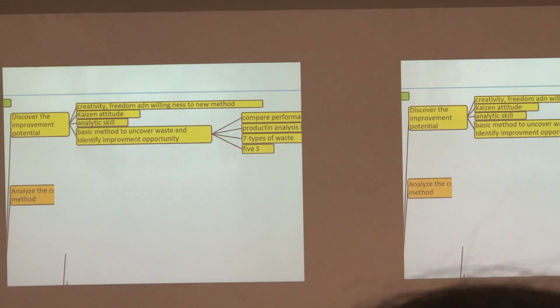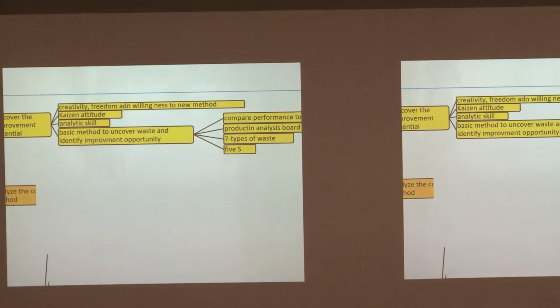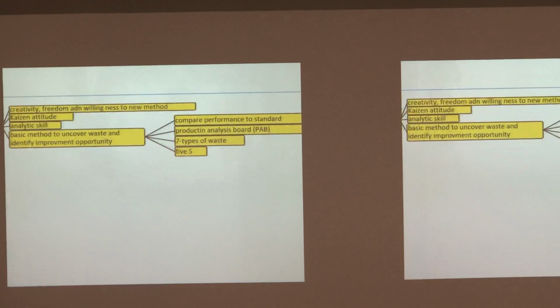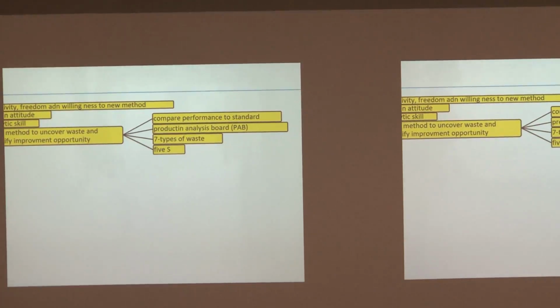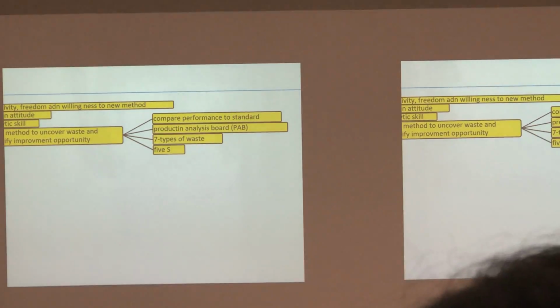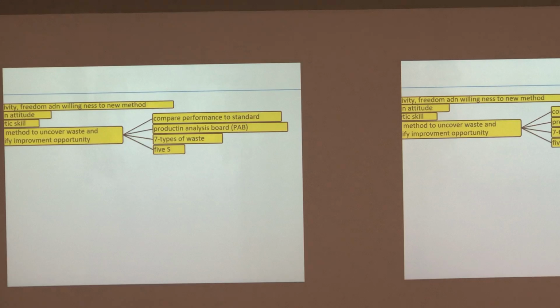And here mention again the waste. Basic method to uncover waste and identify improvement opportunity. So here we mention a few methods. Among these 7 types of waste is the important one. And you also need to read through some about comparing performance to the standard. Under this, there are a lot of examples, I mean the process examples. You can refer to your notes. Here is a 5S method. And that one you just read through.